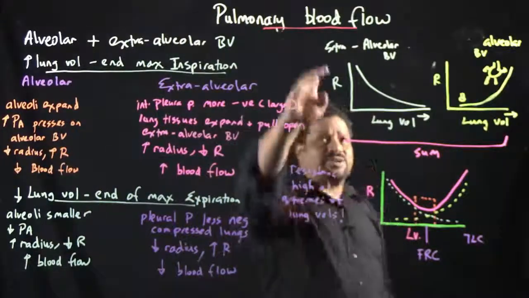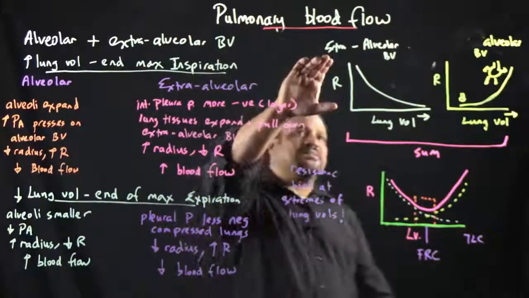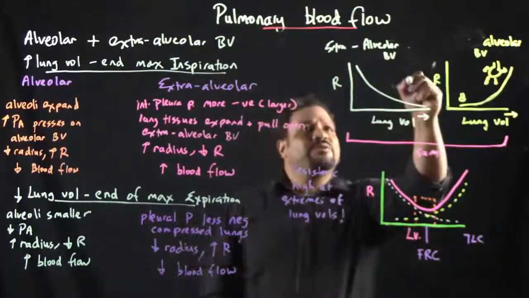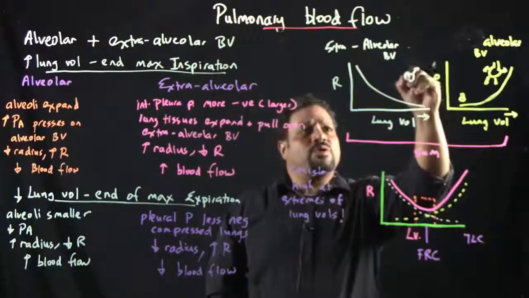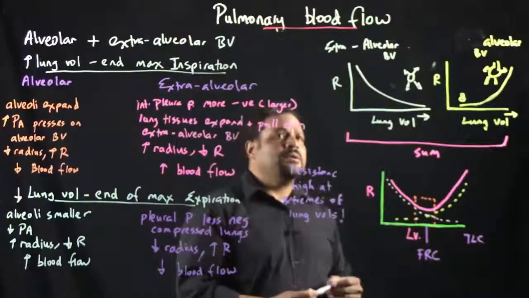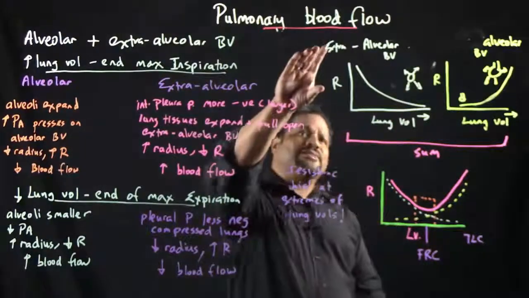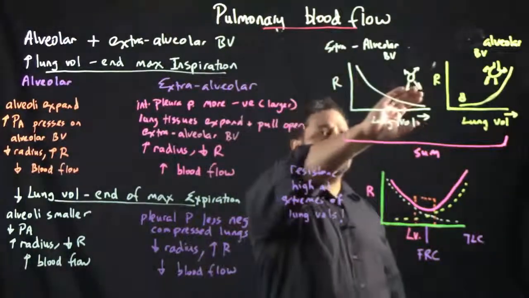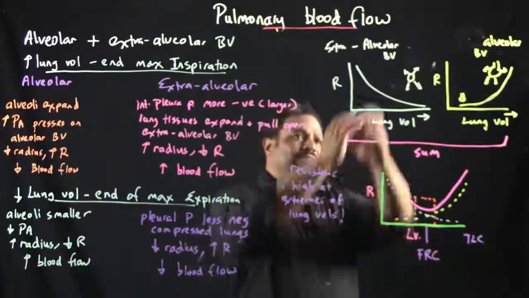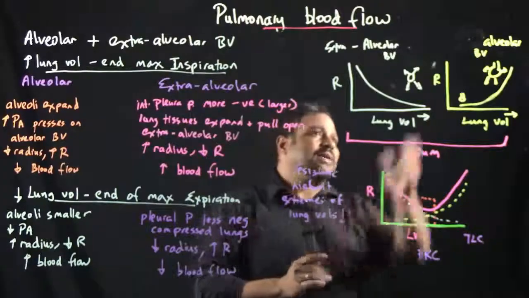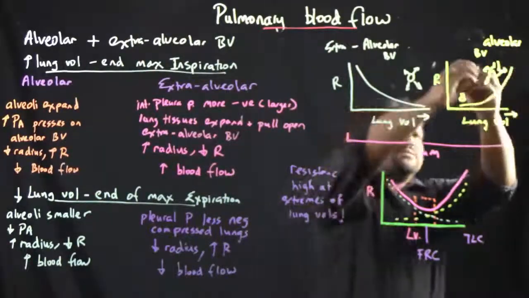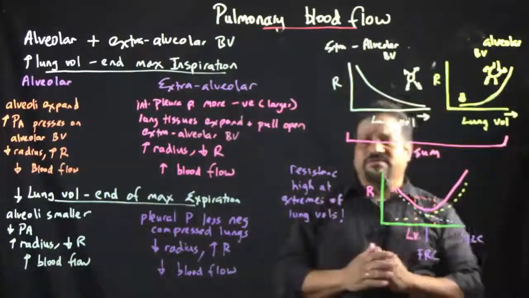With the extra-alveolar blood vessels, as the lung expands, the resistance gets smaller because those extra-alveolar blood vessels get pulled open by the expanding lung. So with the extra-alveolar blood vessels, the resistance decreases with increased lung volume because those blood vessels get pulled open. The alveolar blood vessels' resistance increases with lung volume because the alveolar pressure crushes those blood vessels.